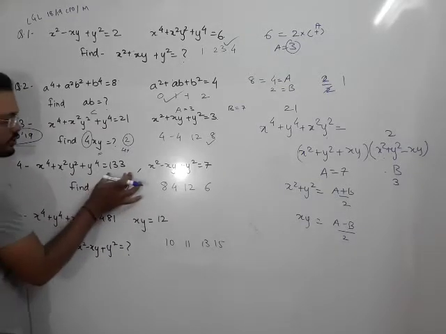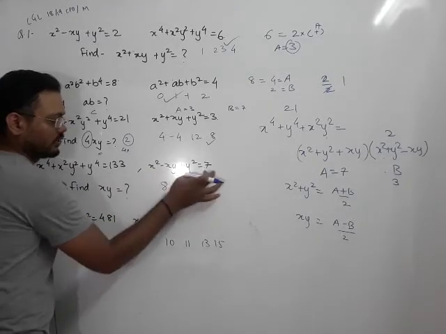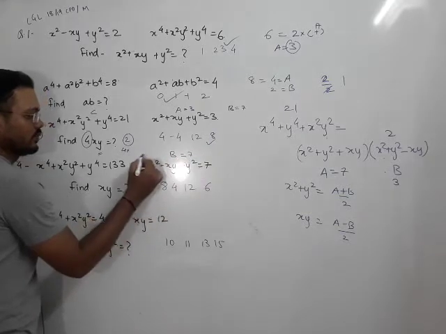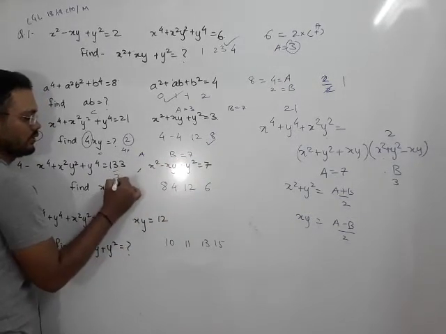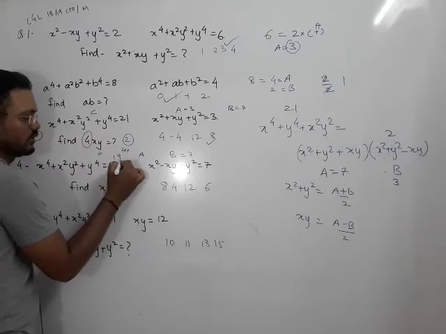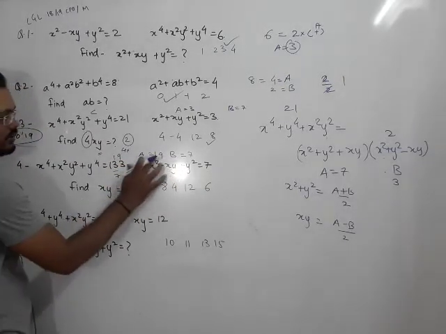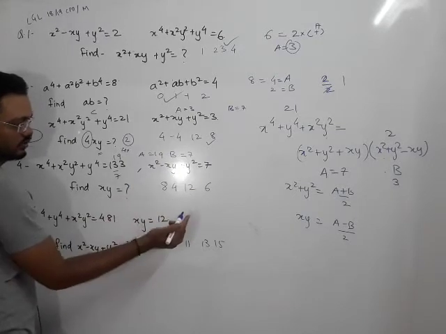Again, combined equation is 133. My negative term is 7. So this is my B. My positive term will be 133 upon 7, which is 19. So A is 19. What is xy? A minus B by 2, which is 12 by 2, which is 6.